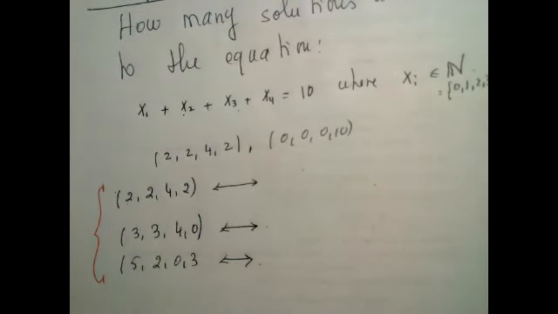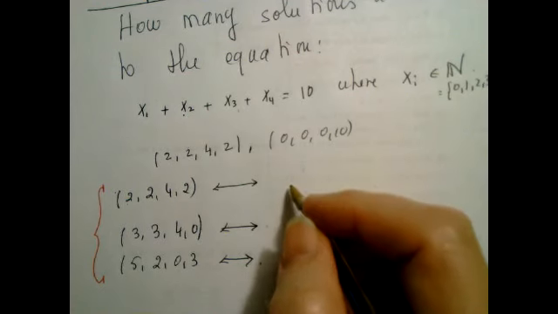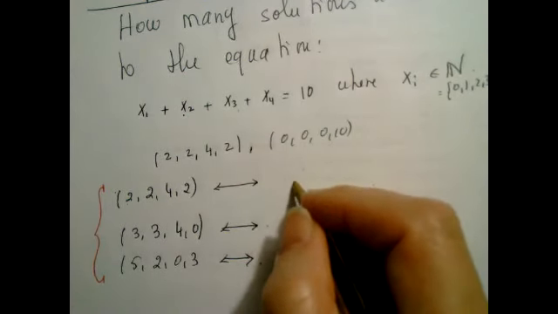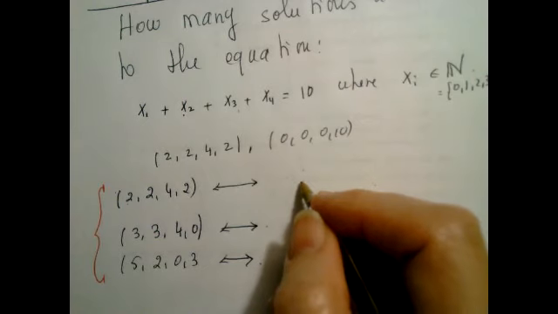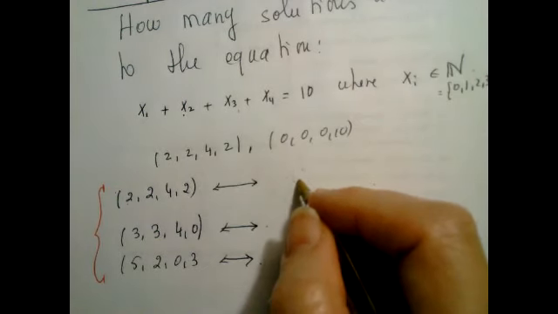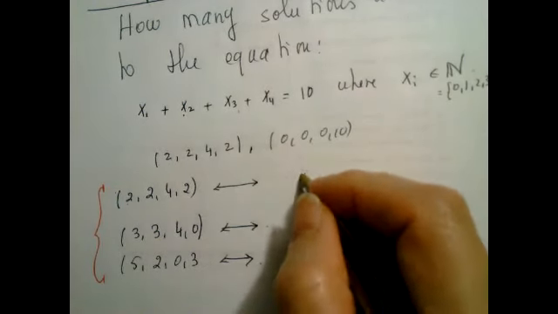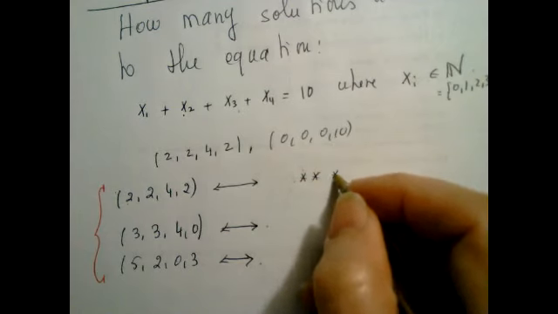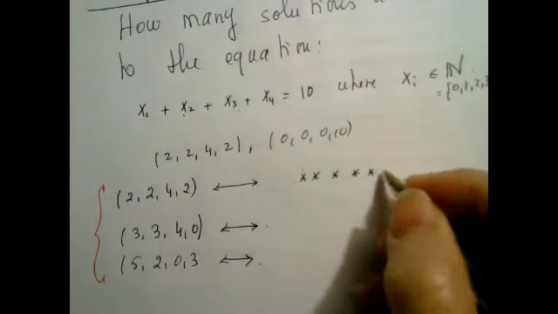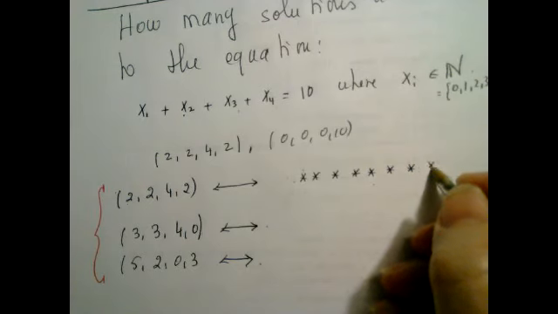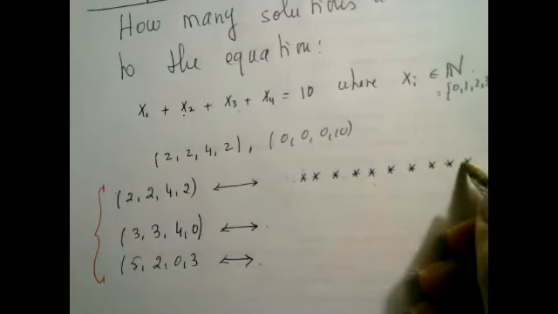Would an option be to have 10 stars and then the categories divide those up? Okay, tell me what you have in mind. Tell me what to draw. So I would just have 10 stars. 1, 2, 3, 4, 5, 6, 7, 8, 9, 10.